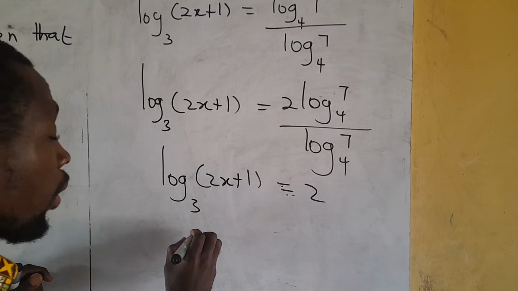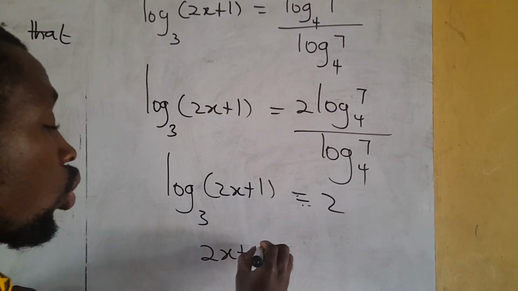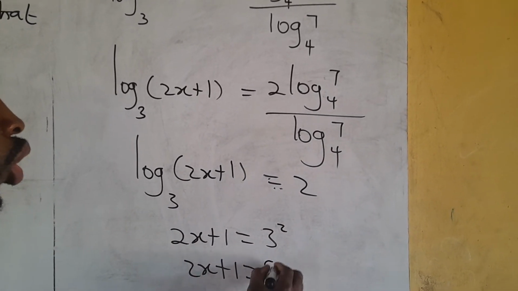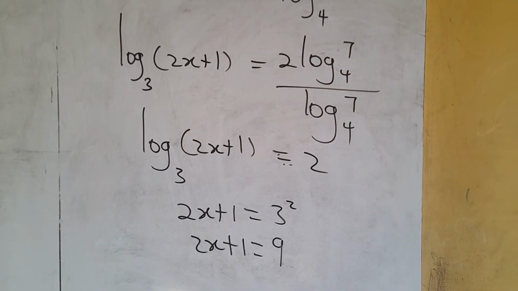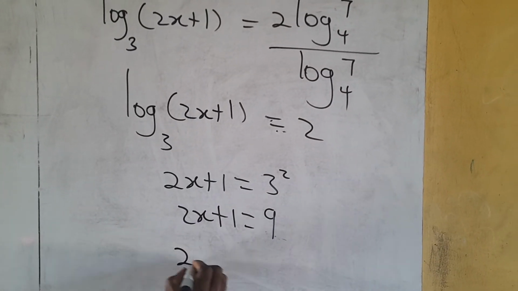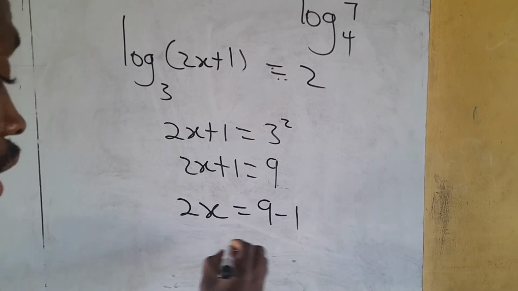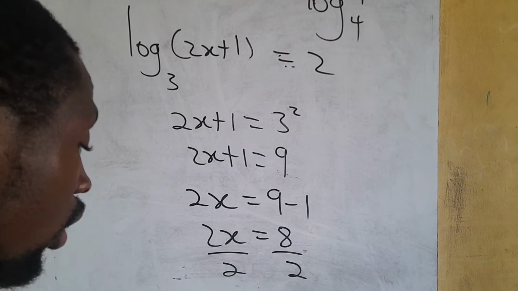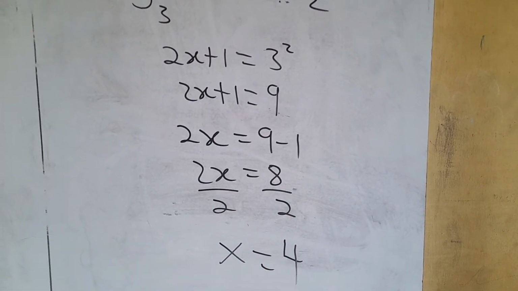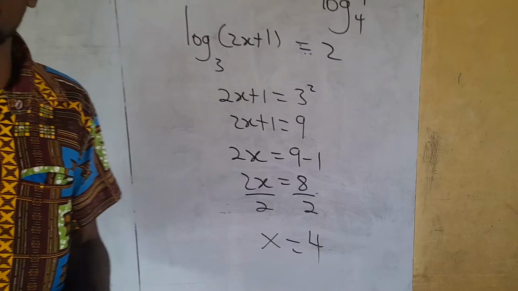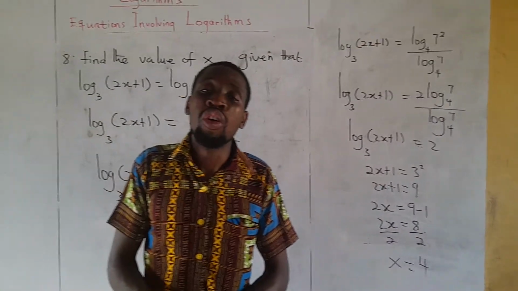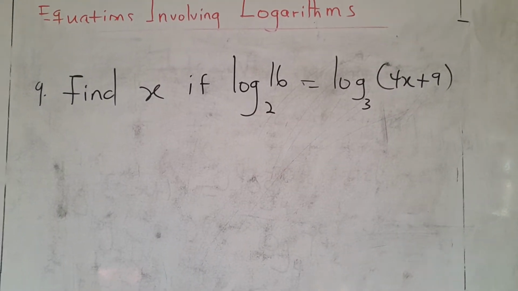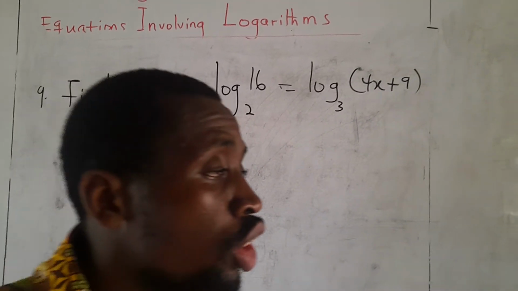So now we apply that property. We can say that 2x plus 1 is equal to 3 exponent 2. So 2x plus 1 will be equal to 9. Our 2x will be equal to 9 minus 1. 2x will be equal to 8. We divide both sides by 2, and x will be equal to 4. So please, if we find out that the bases are not the same, we apply the fourth law involving a change of base. We'll solve one more question that involves a change of base.